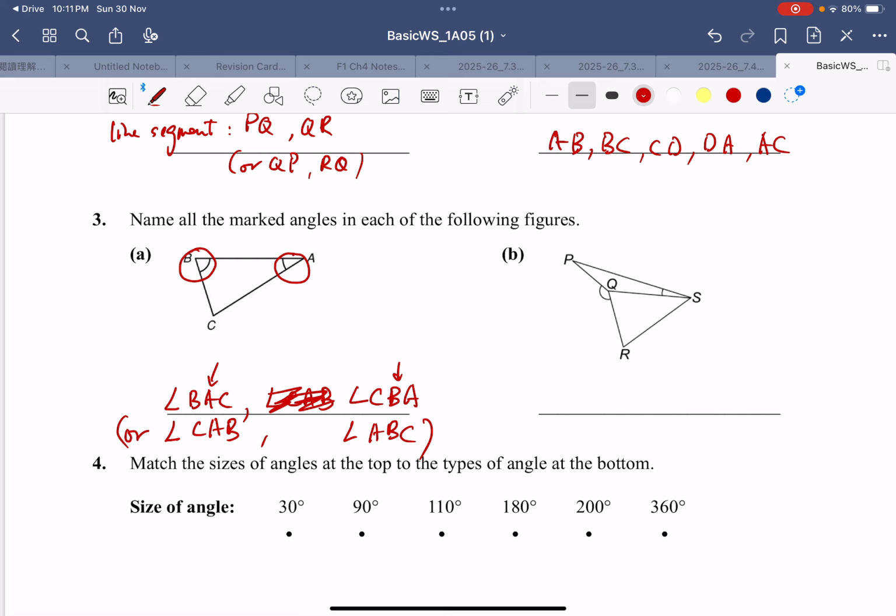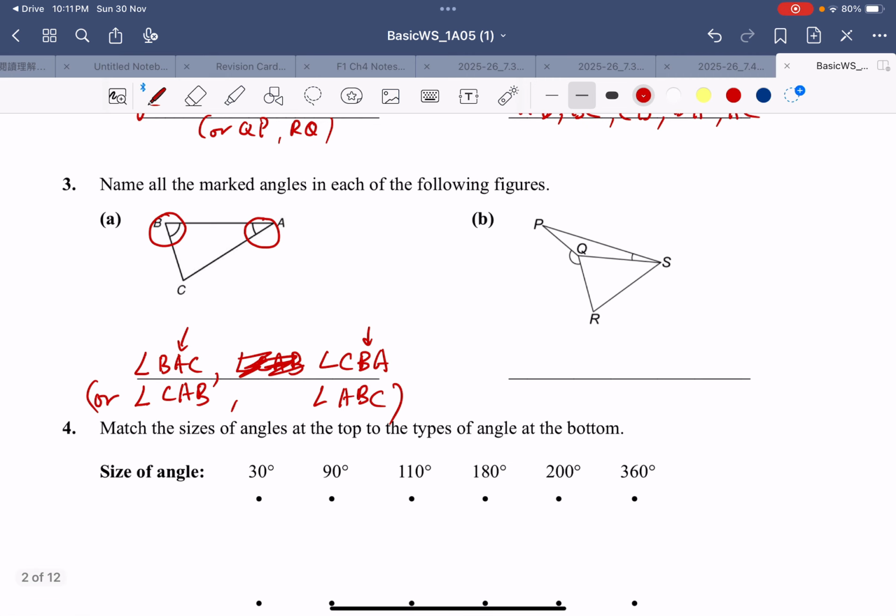Okay, name the marked angle. Pause it, name it by yourself. Of course, you can. Okay, angle PQR and also angle PSQ, right?